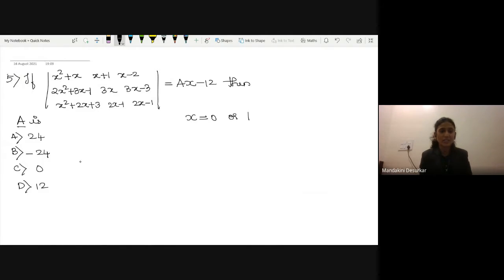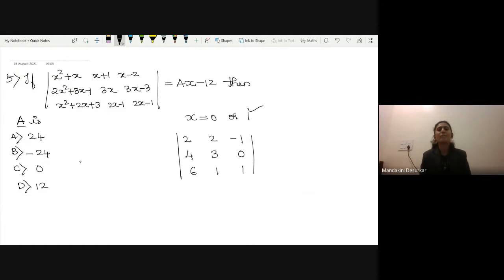If I take 0, this is going to be 0. So what should be my right option? Take x is equal to 1. So if I take x is equal to 1, the determinant reduces to 2, 2, 1 minus 2 is minus 1. This is 2 plus 3 minus 1, that is 4, 3. This will be 0. And this is 6, 1, 1.